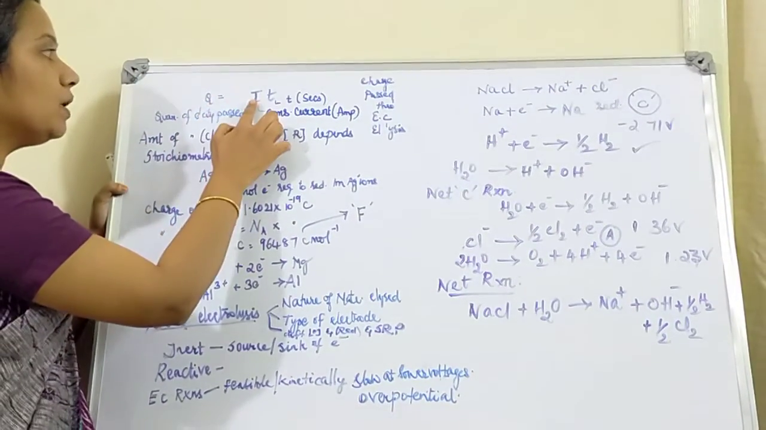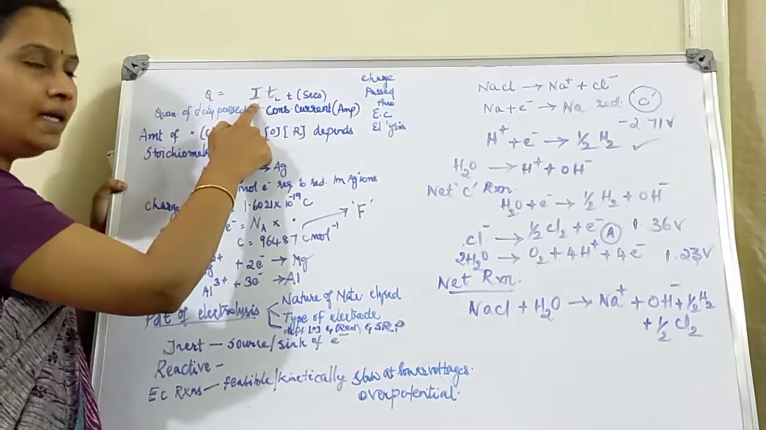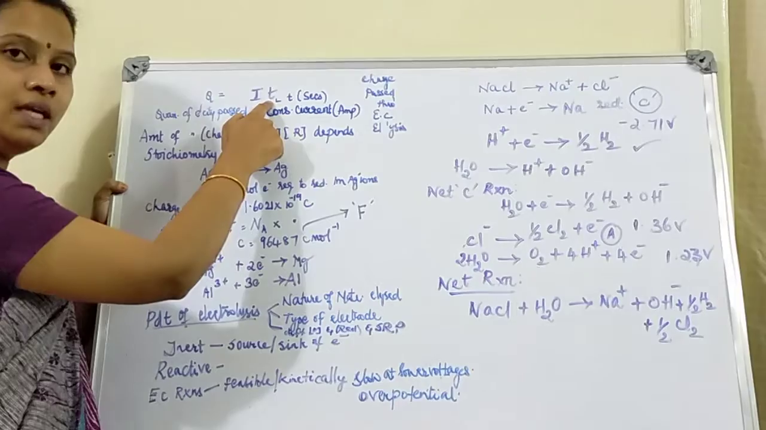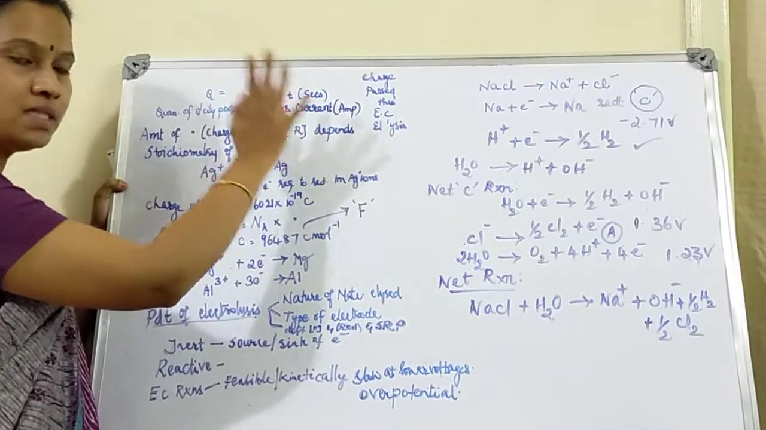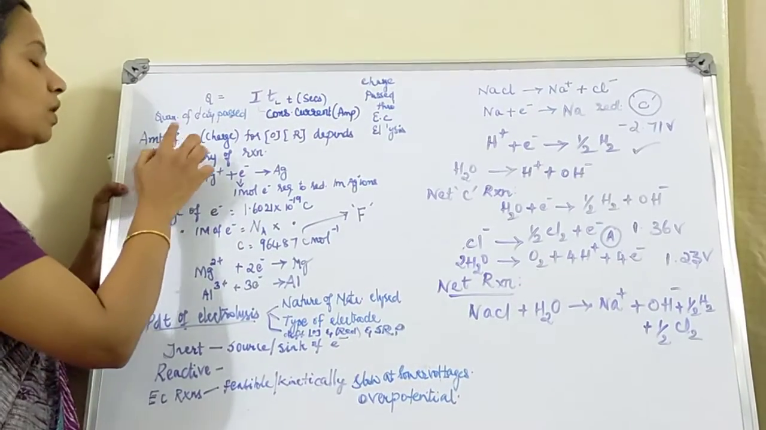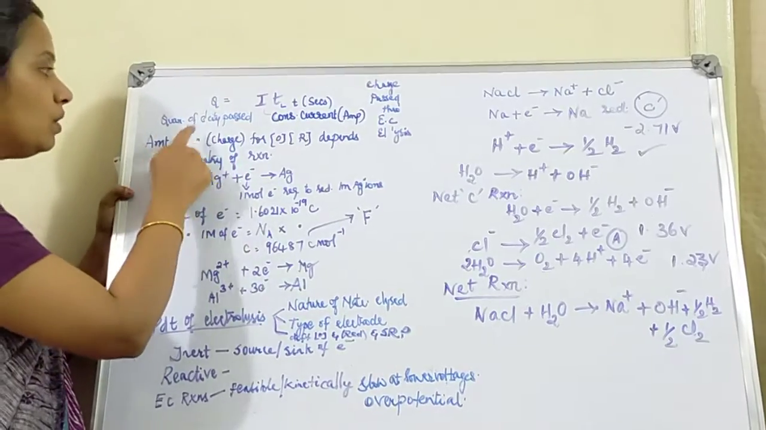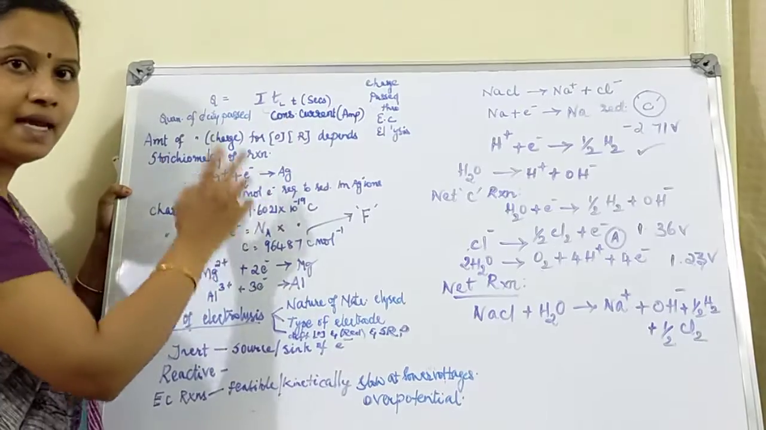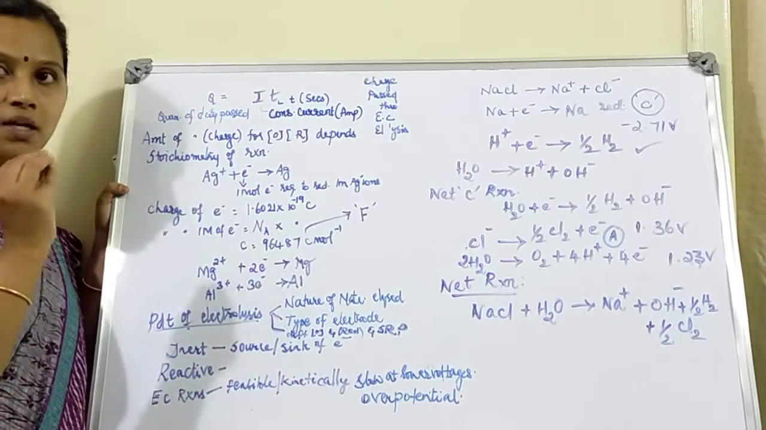This Q is equal to I into T. What is I? I is nothing but current. What is the unit of current? Amperes. What is T? T is nothing but time. What is the unit? Seconds. So the amount of electricity or amount of charge which is required for your oxidation and reduction reaction depends on the stoichiometry of a reaction.